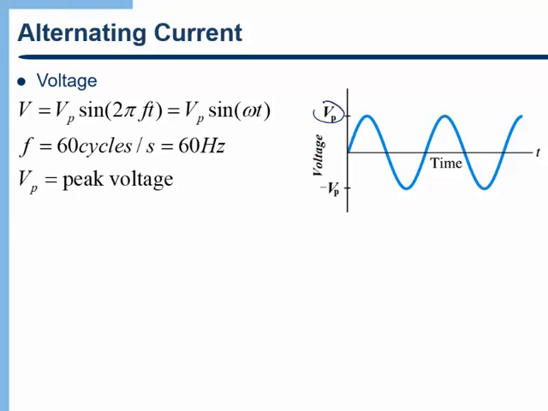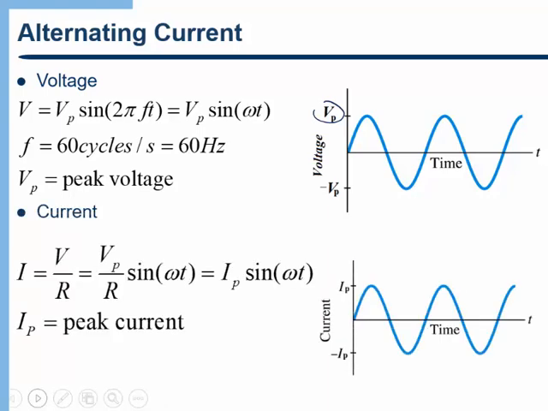Now, if the voltage looks like that, then the current is also oscillating. And again, that's why we call it alternating current. It's both alternating current and alternating voltage, obviously. And so here, if the resistance is R, then we can write the current in terms of the peak voltage and the resistance, and we can just give that peak current a name, Ip.